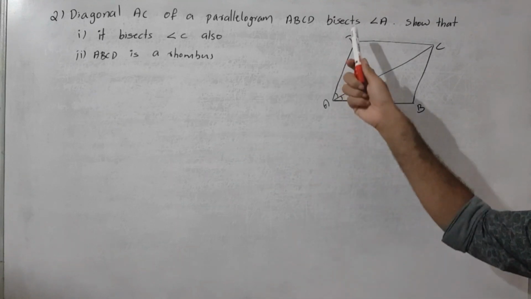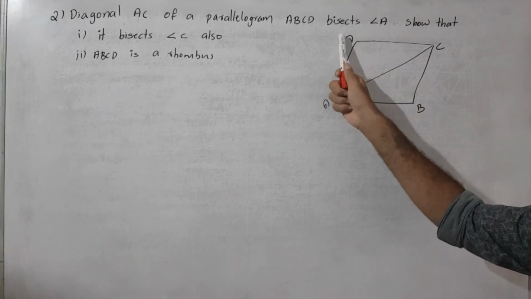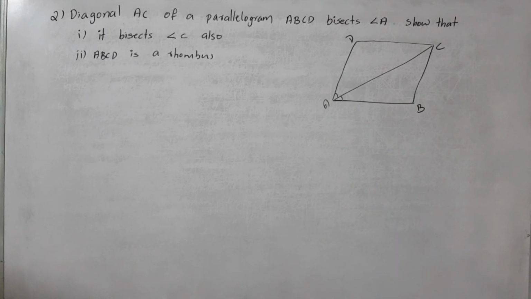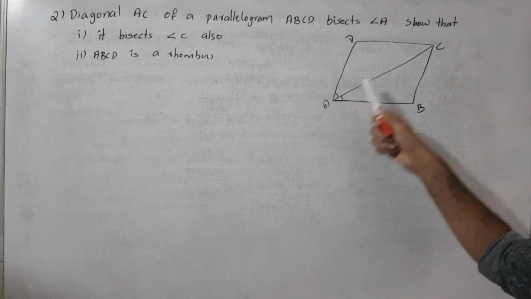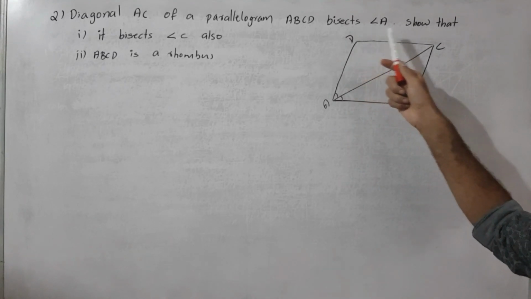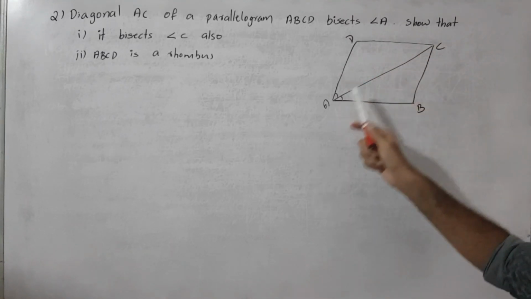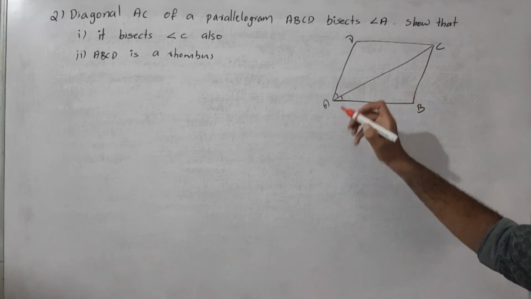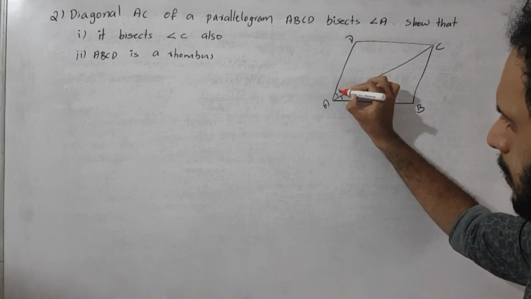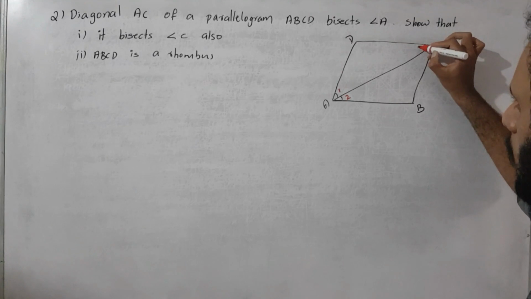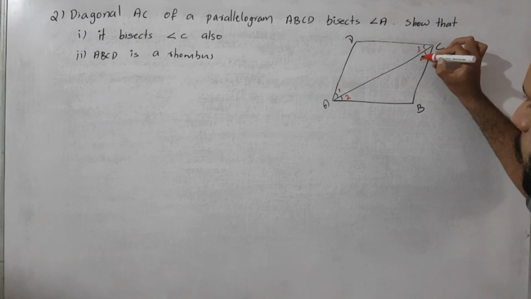Okay, so we get here, we already got it, the result angle DAC is equal to angle CAB. So next we want to prove this AC bisect angle C also. That means we want to get the result angle DCA is equal to angle ACB. Okay, for proving the result, I am just marking here. This one is angle 1, this is angle 2, and this is angle 3, and this is angle 4.